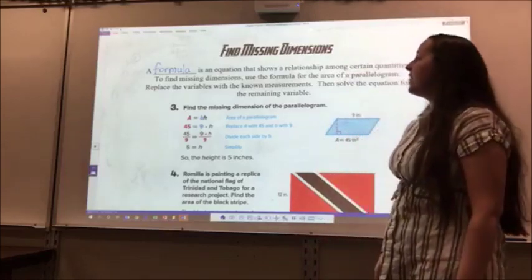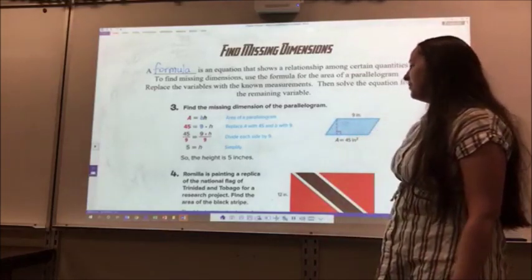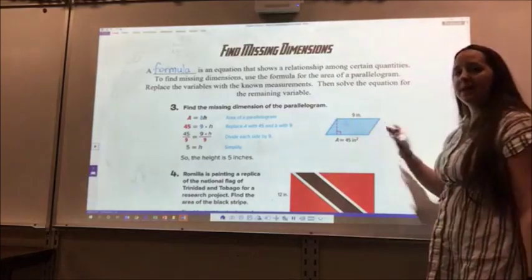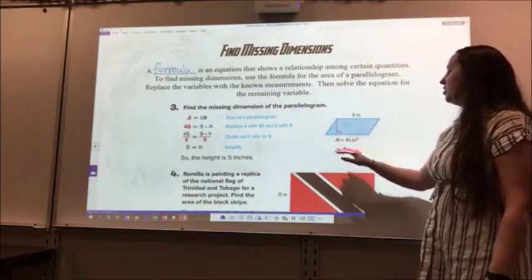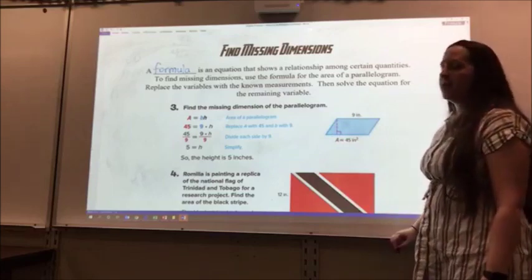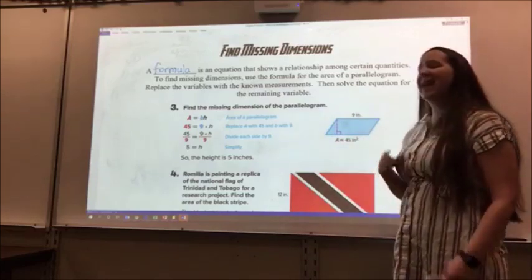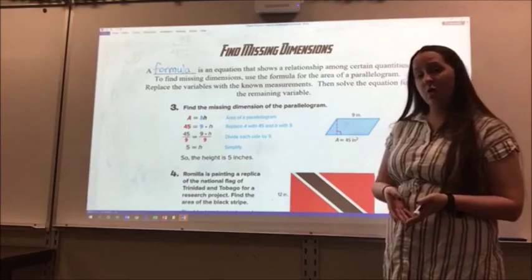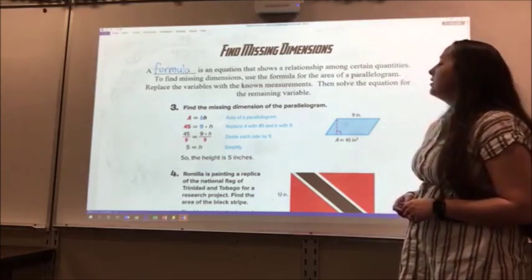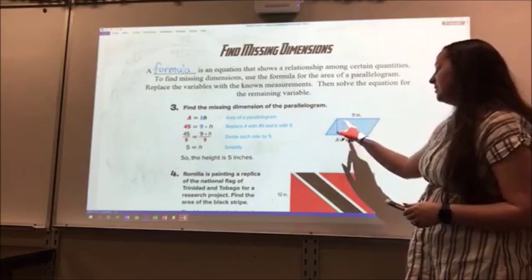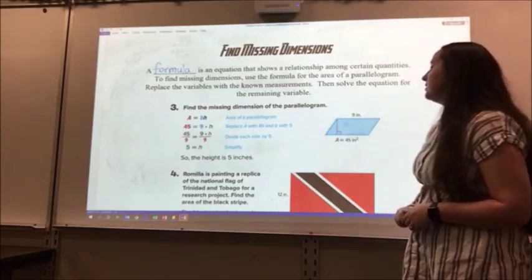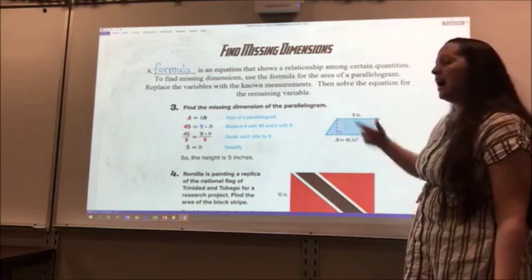Example number 3 says find the missing dimension of the parallelogram. So they gave me my parallelogram here. It has 9, and 45 inches squared. So I know my area is 45 inches squared. Okay? I have my base, which is 9. That's one of the lengths of my sides. Okay? And I'm missing a height.